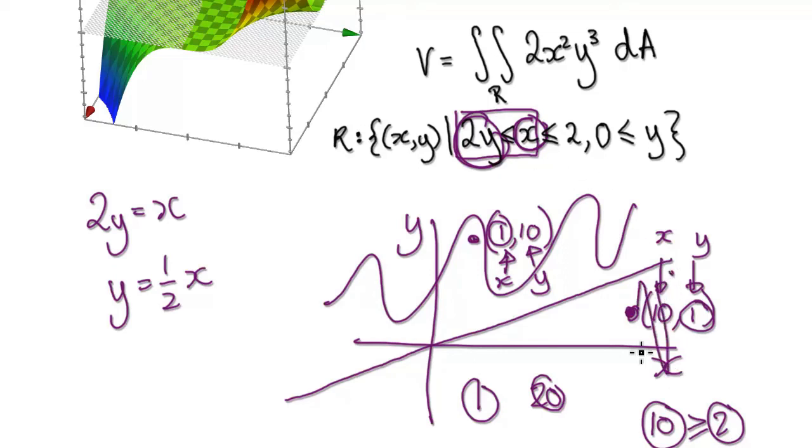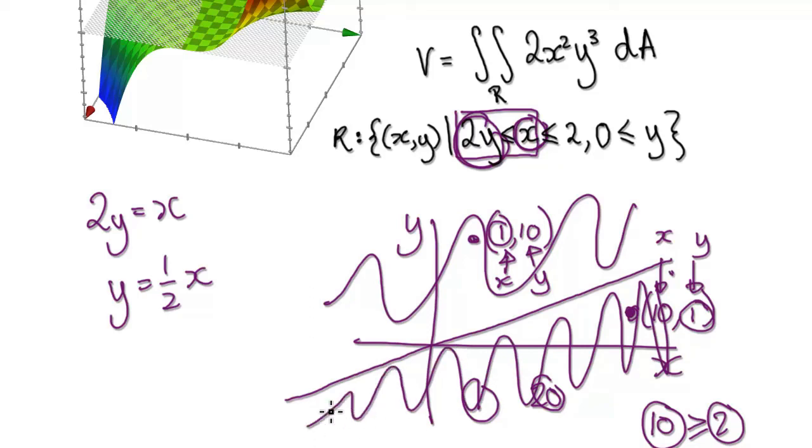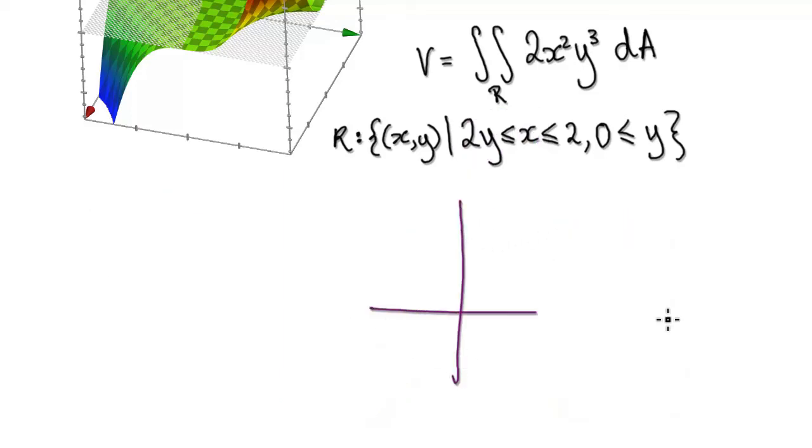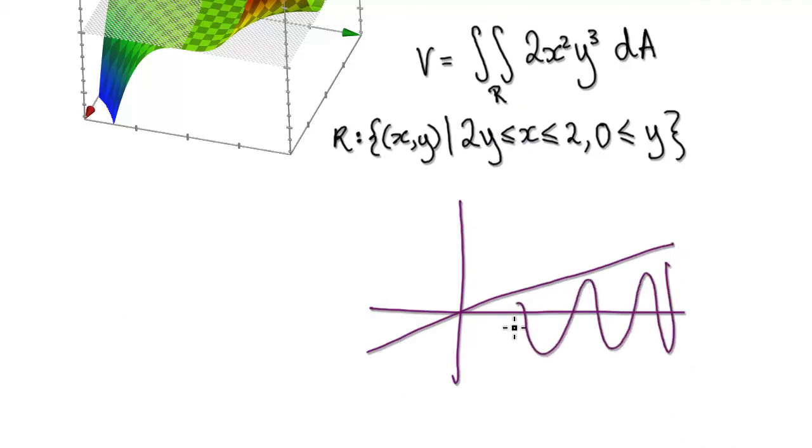So we are talking about this region here, as opposed to what's up here. We know what's up here is a bad region. We are interested in what's below that line. So our region is really talking about this. Gradient of a half. So we are talking about this region here.